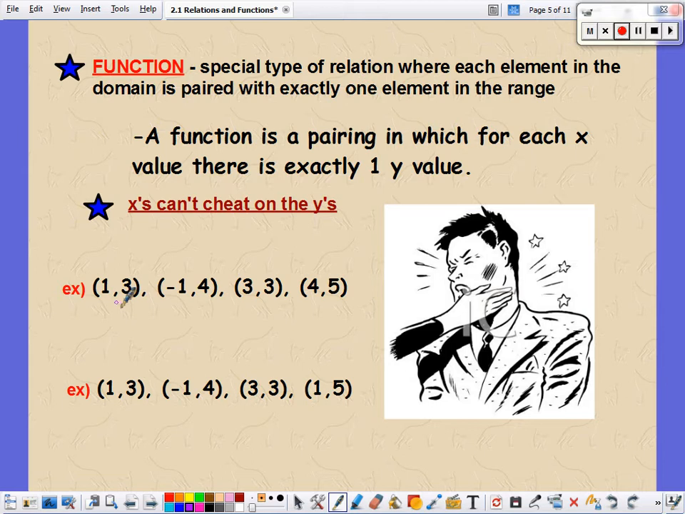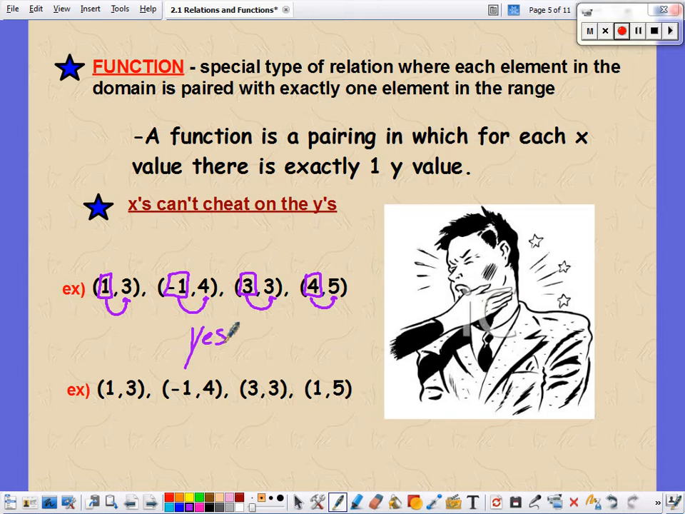And so what we have here is a relation. It's a set of ordered pairs. But is it a function? Is it a special relation? Well, how do we determine that? It's by the definition. Do any of the x's cheat on the y's? This x is tied to the 3. So the 1 is tied to the 3. If the 1 were tied to anything else, it's not. -1 is tied to the 4, the 3 is tied to the 3, and the 4 is tied to the 5. So in this case, notice that none of the x's are duplicated. They don't cheat. This is a function.